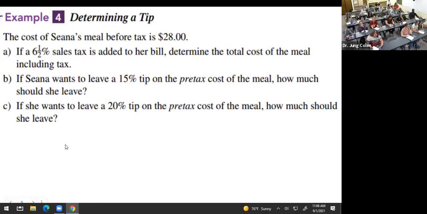If Sienna wants to leave a 15% tip on the pre-tax cost of the meal, how much should she leave? And third, if she wants to leave a 20% tip on the pre-tax cost of the meal, how much should she leave? I encourage group work for this. And again, I will randomly call out your name, okay?